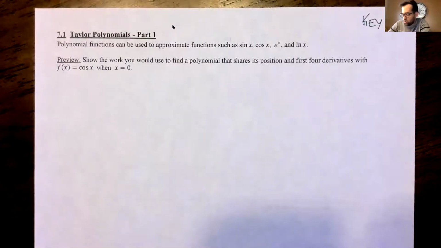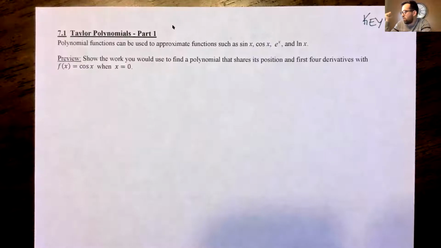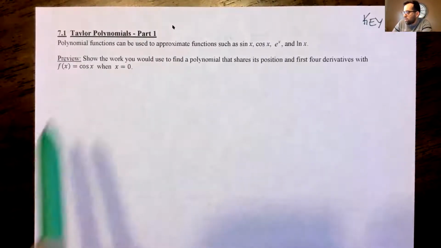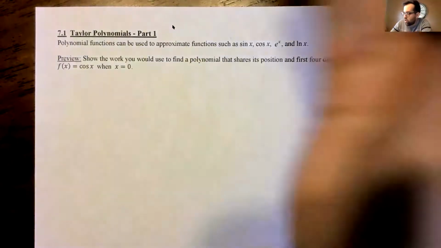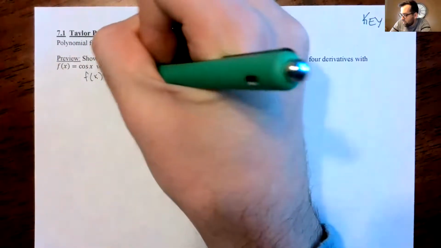Now there's a general rule that we're going to use to find a polynomial like this. But first up, we're just going to show all the work. And this might take a little while, but we're going to figure it out. So over here, I'm going to show all the work with the real function that we're interested in, which is f of x equals cosine x.